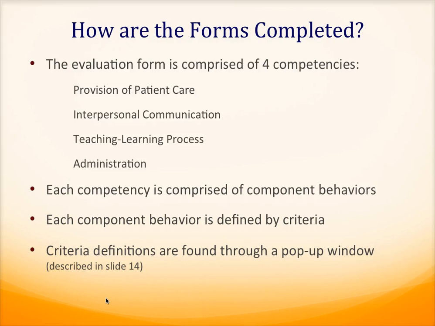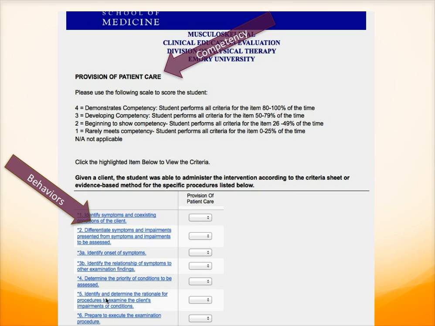Let's go to the next slide for a specific example of the competencies and behaviors. This slide is a screenshot of one of the pages on our evaluation form. At the top left, you will see the competency title, in this case, provision of patient care. On the bottom left, you will notice in blue highlighted text the component behaviors that comprise the competency. To find the specific criteria that define these behaviors, let us go to the next slide.